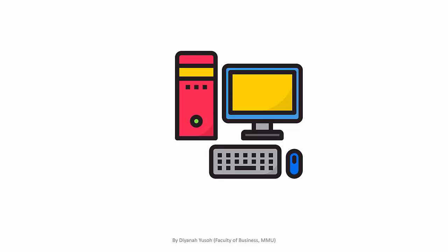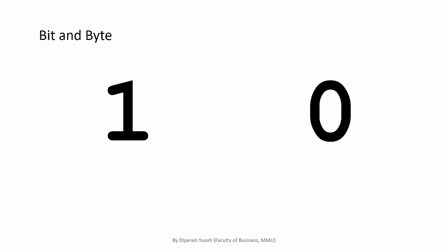Alright, so now you might wonder how they can communicate with each other, because basically you have a keyboard attached to the computer, or perhaps other devices as well. Basically, these devices talk in what we call binary language. In binary language, there are only two digits, either 1 or 0.